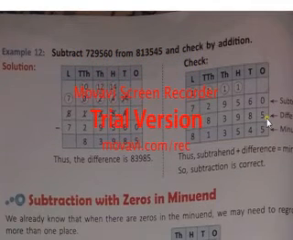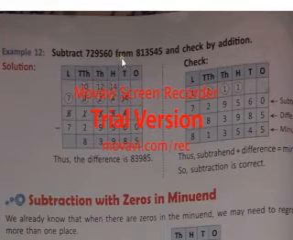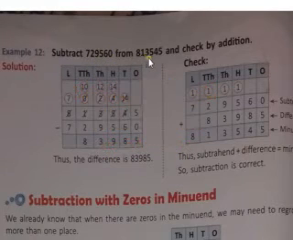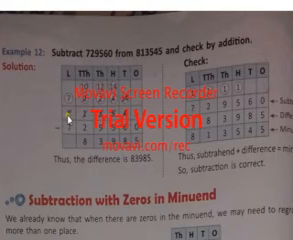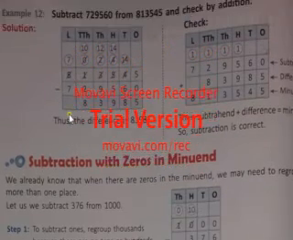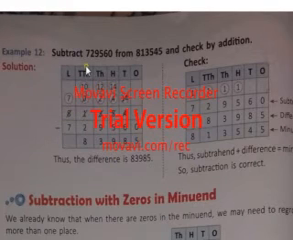Now here is example 12. As you can see, subtract 7,29,560 from 8,13,545 and check by addition. What you have to do? You have to subtract, then you have to check by addition. Here you can see, it has been written without steps. The first one is done stepwise, so that you can understand by reading it. Okay, so now let's see.